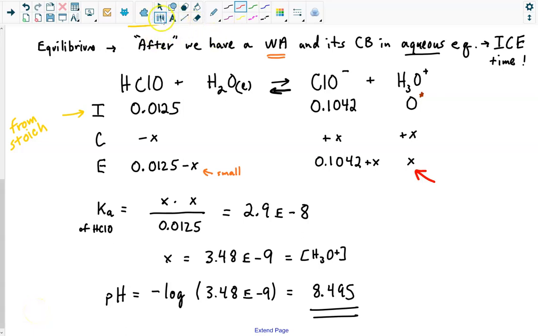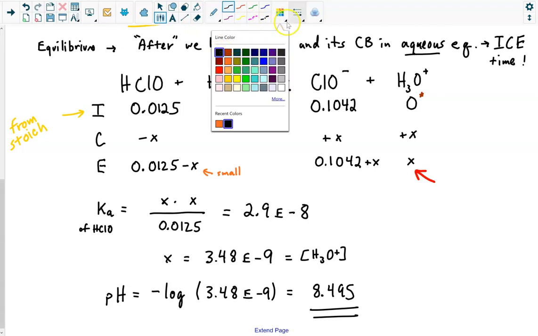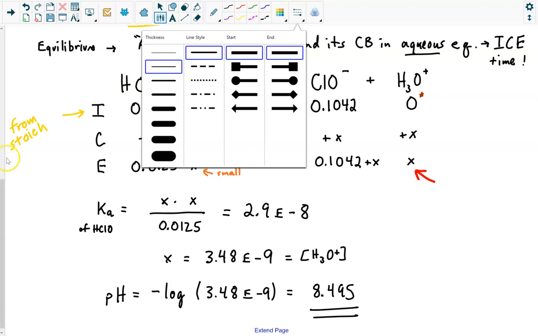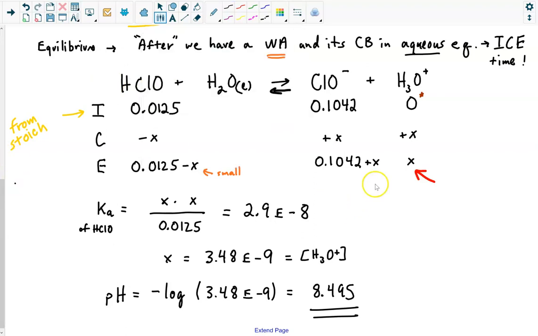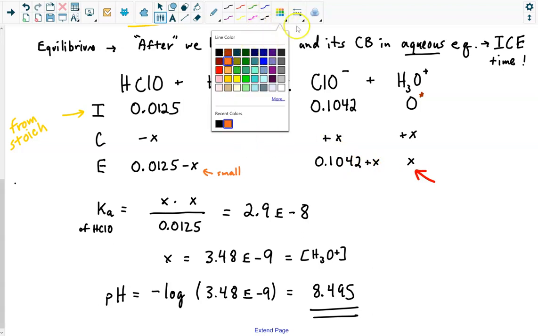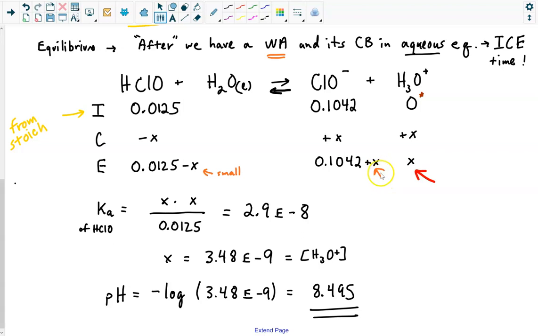All right, guys, so actually I stopped the recording there because I realized as I was looking at this, something didn't make sense. I was talking it out, and I realized I sort of have a mistake in the notes. No biggie, I caught it. It's when I was saying that X is going to be small. So this X is going to be small in relation to the 0.1042. So when I wrote my Ka down here, I realized that's my mistake.